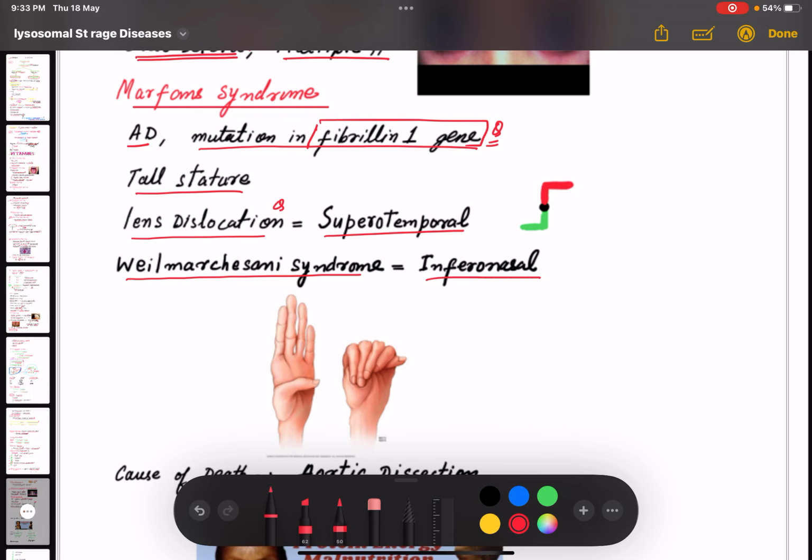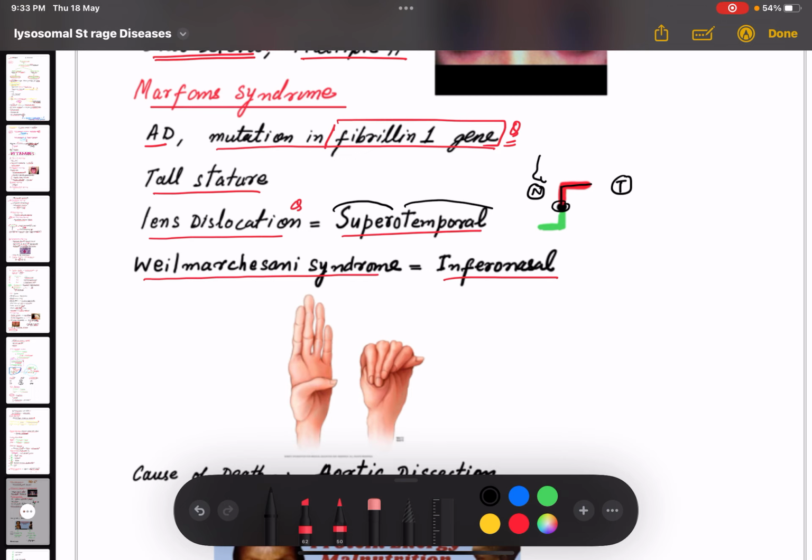How to remember, guys? See, this is the point I am marking here. Suppose this is the nasal side and this is the temporal side of a patient. Do it like this: take a line from the nasal side upwards, that means supero, then take the line to the temporal side, from superior to temporal side, that is supratemporal, and supratemporal is in Marfan syndrome.